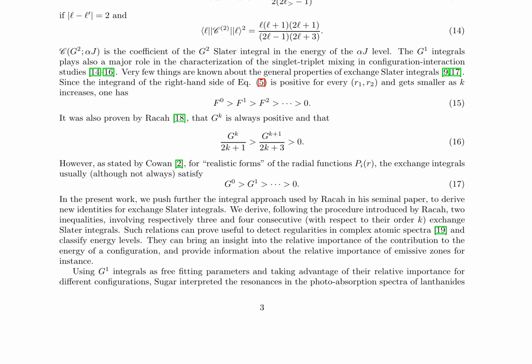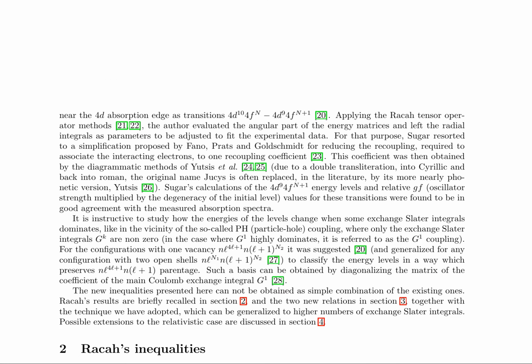importance of emissive zones. Sugar's work applied Racah tensor operator methods to evaluate the angular part of energy matrices for 4d-4f transitions in rare earth ions. By adopting Fano, Pratt, and Goldschmidt's approach, the recoupling process was simplified to one coefficient, which was then calculated using Uylings et al.'s diagrammatic methods. The resulting energy levels and relative oscillator strengths showed good agreement with experimental absorption spectra.